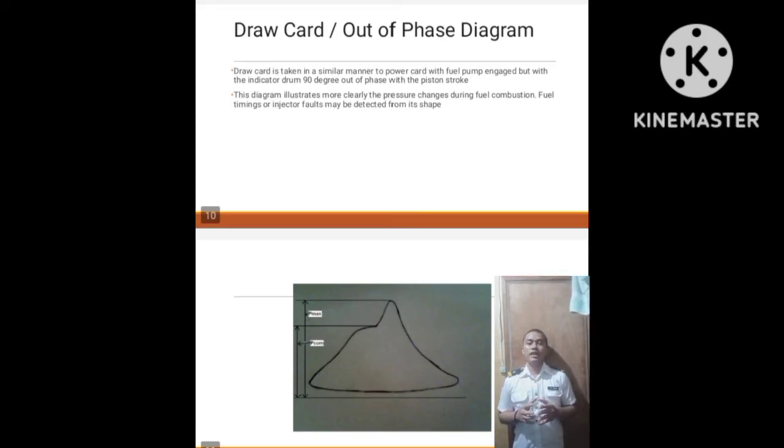So this area of the diagram gives us the mean indicated pressure, or total power produced for the system. And then in the draw card diagram, the pressure rises as the piston starts to move up. Now, the maximum pressure which the air reaches before the start of the combustion process is called compression pressure. This can be seen in the form of a small bulge in the diagram. Then combustion starts and pressure rises again and then falls gradually as the expansion and exhaust stroke start to happen.